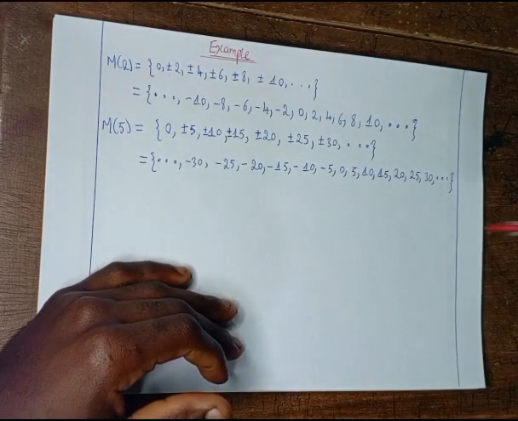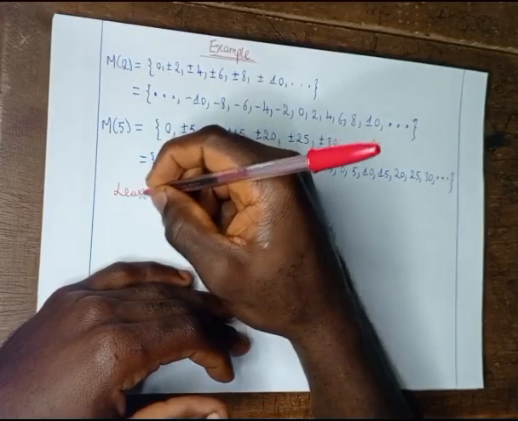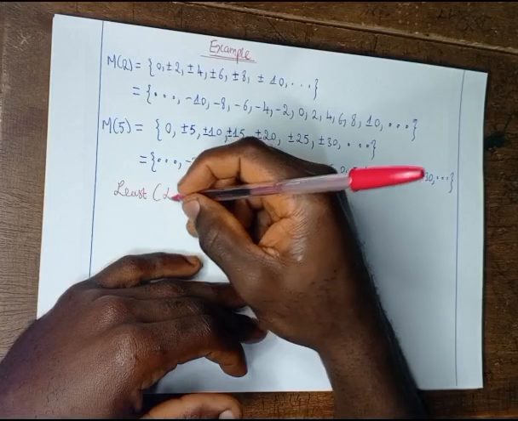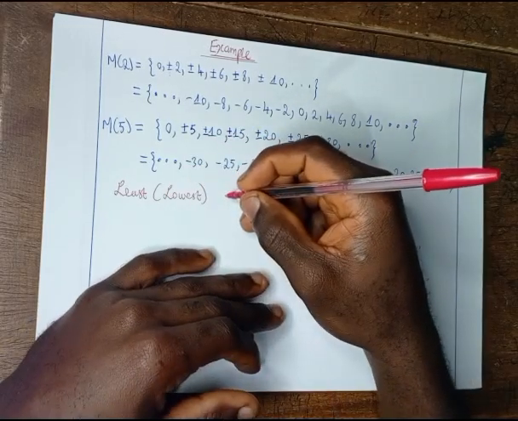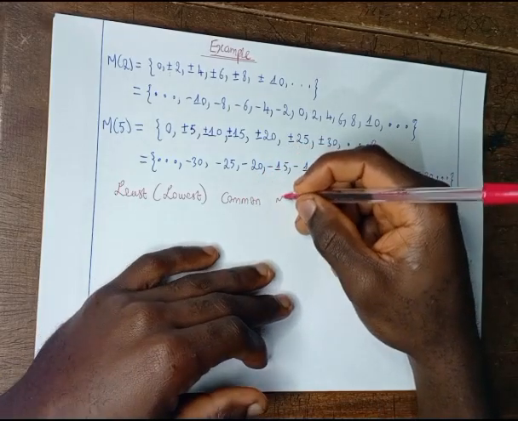Now let's take the next topic: least common multiple, least in bracket lowest common multiple.